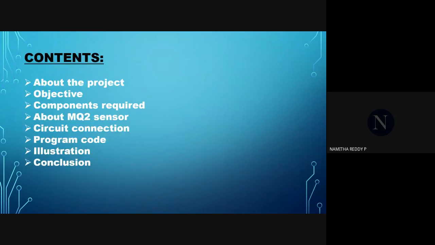Here are the contents of the project: objective, components required, about MQ2 sensor, circuit connection, program code, illustration, and finally the conclusion.